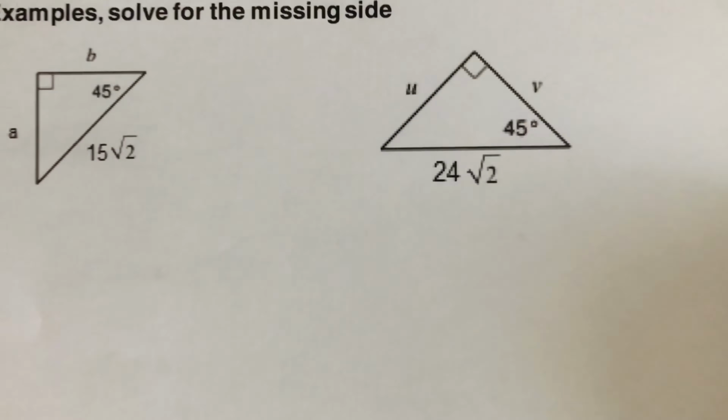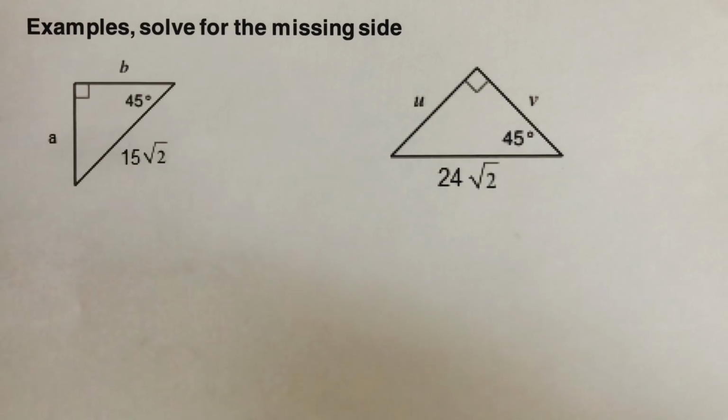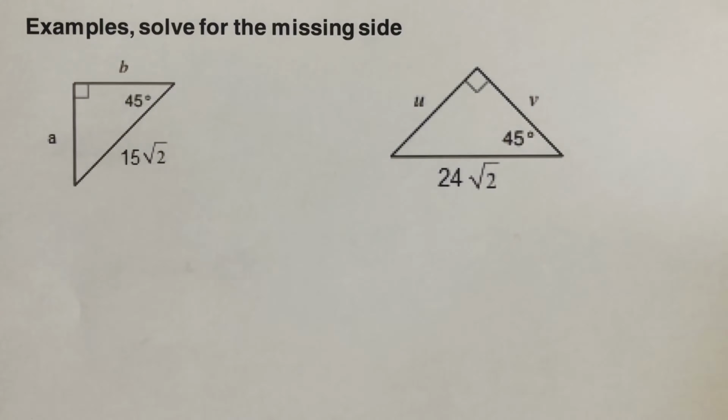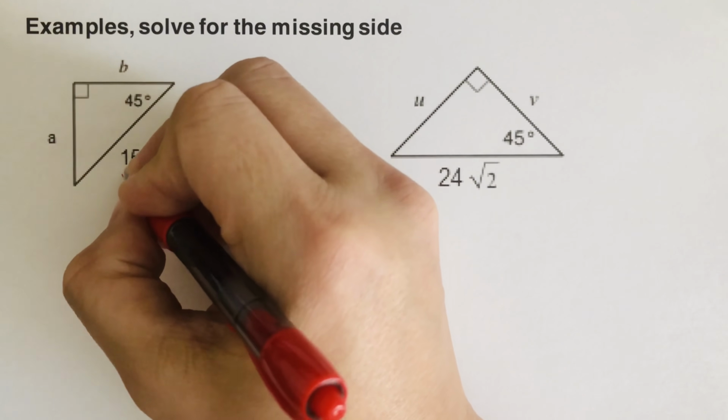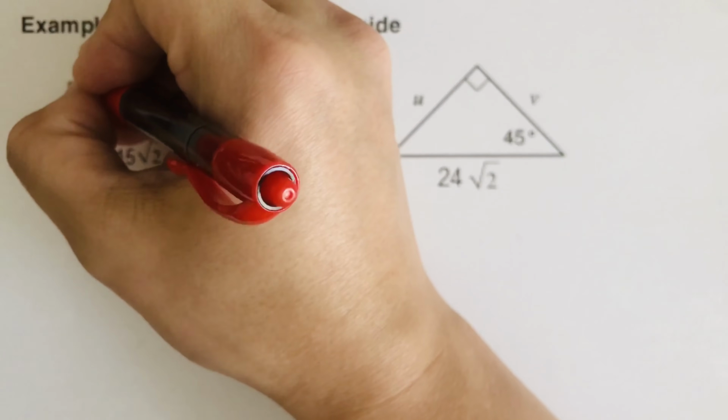So let's have this third example here. We're supposed to solve for this one. Let's take this one right here first. This is our hypotenuse. So 15 square root of 2 is our hypotenuse, and we can label this as the hypotenuse. And this one right here is a leg, and this one right here is a leg.